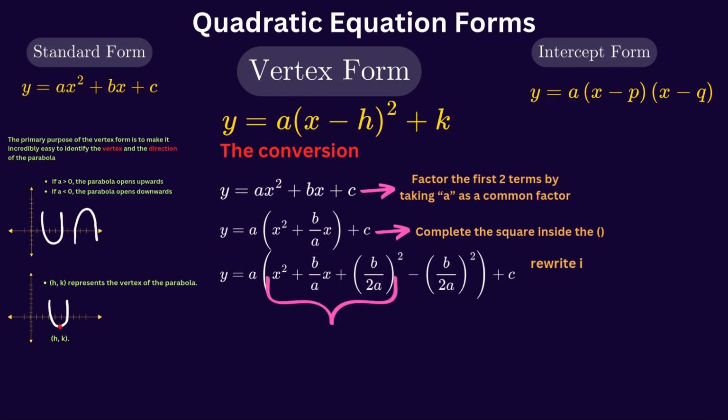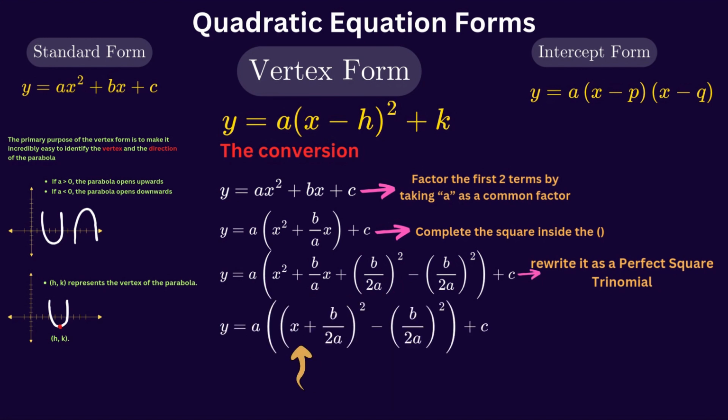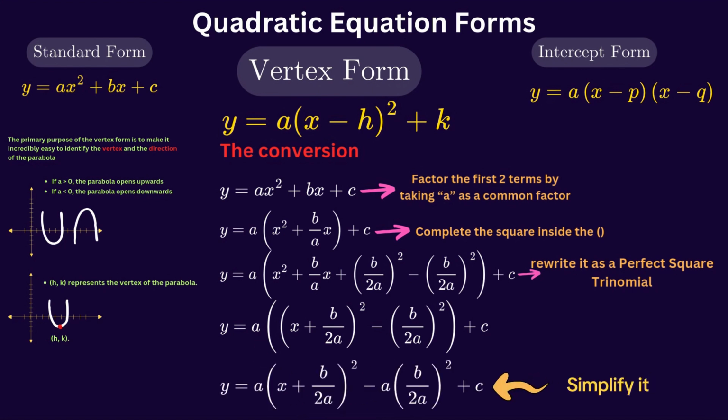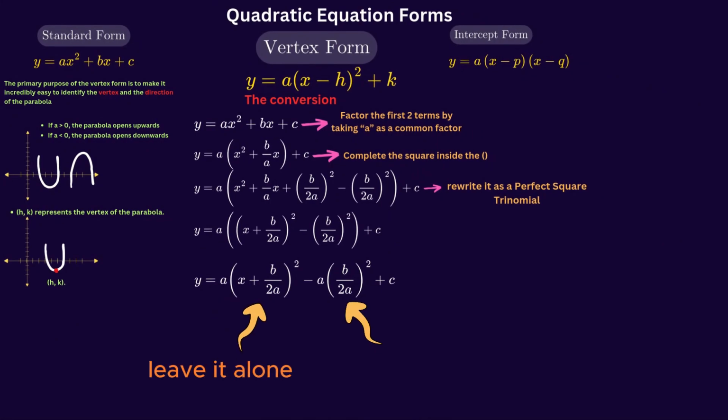The purpose of completing the square is to write it as a perfect square trinomial. So we will have a multiplied by ((x plus b over 2a) all squared, minus (b over 2a) squared), close your bracket, plus c. Then we need to distribute the a back. We get a multiplied by the first bracket minus a multiplied by the second bracket, plus c. The next step is to simplify that equation. So we will get a multiplied by (x plus b over 2a) squared, which we leave as it is, minus a multiplied by (b over 2a) squared.